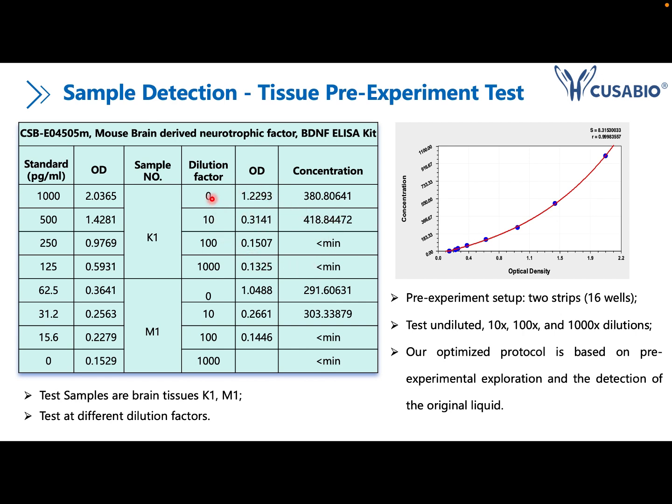You see that with dilution factor 0 and 10, we have a measurable OD and calculated concentration, and the same happened with the M1. But with the 100 and 1000, it looks like the dilution factor is definitely too high, so the result is undetectable. So once we perform the experiment, our optimized dilution factor should be based on undiluted and the 10x diluted.